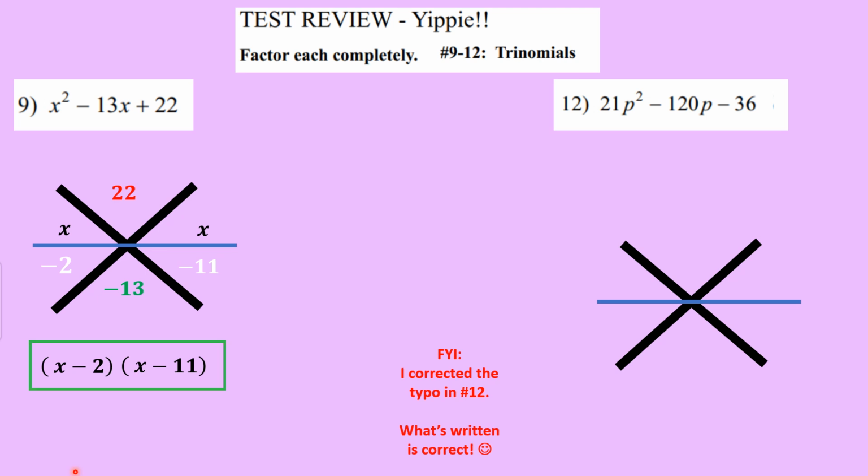Awesome. So when we do number 12, it says down here that I corrected the typo in number 12. There was a typo originally. I have since fixed it.